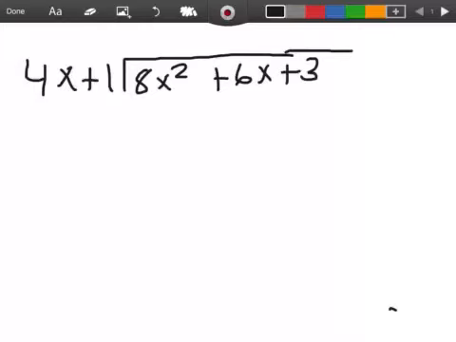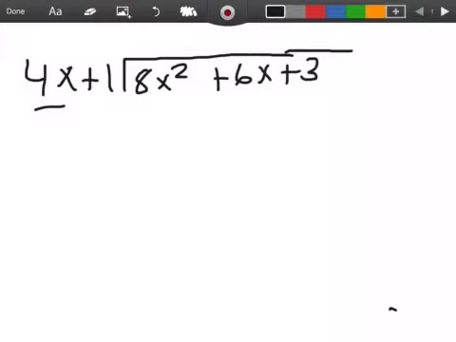Hi guys, in this video I'm going to be showing you how to do polynomial long division. So this is the first thing. This is the first equation. We have 8x squared plus 6x plus 3 divided by 4x plus 1. So how you do this is you first take 4x and you divide it by 8x squared.